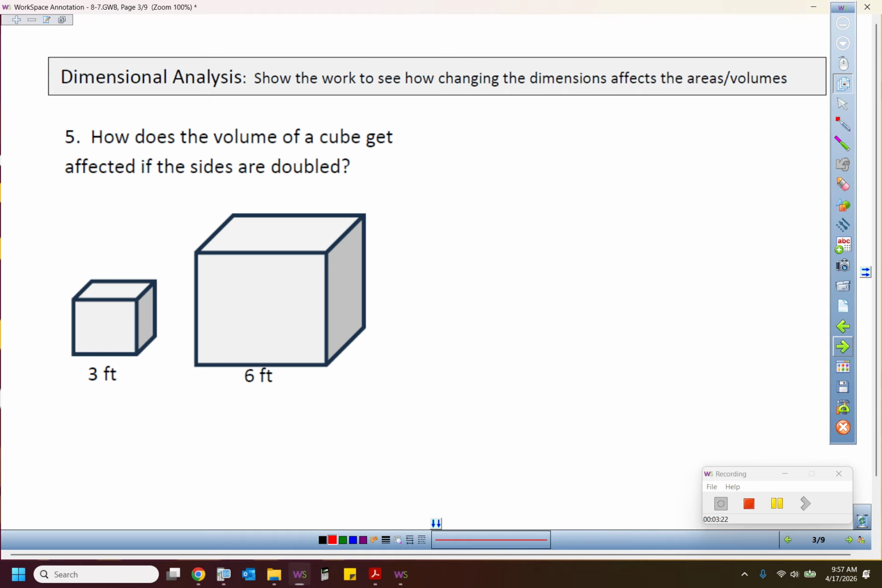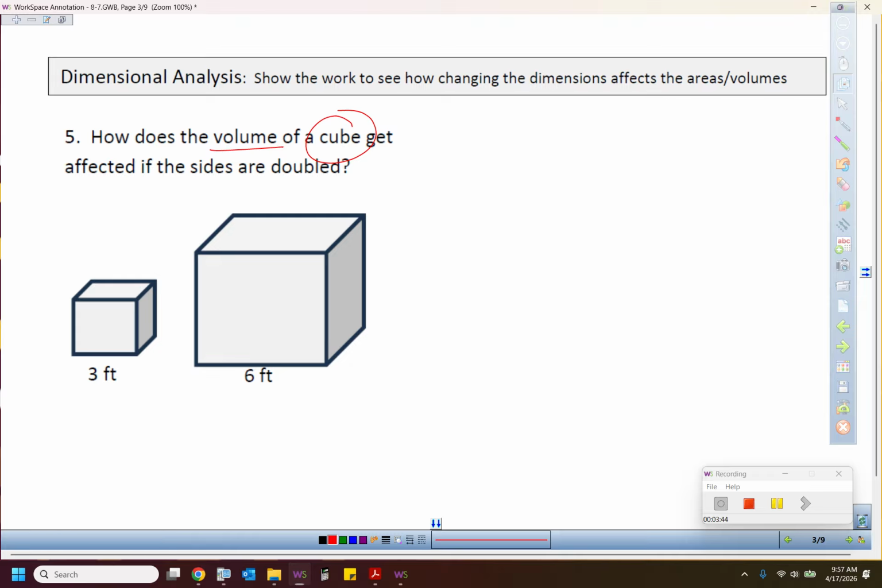How does the volume, are you cool that we're talking volume, of a cube, are we cool that we're talking a cube, get affected if the sides are doubled? You see that I even drew it for us to save a little time. Like this guy's side length is 3, this guy's side length is 6. Are you cool that they're doubled?